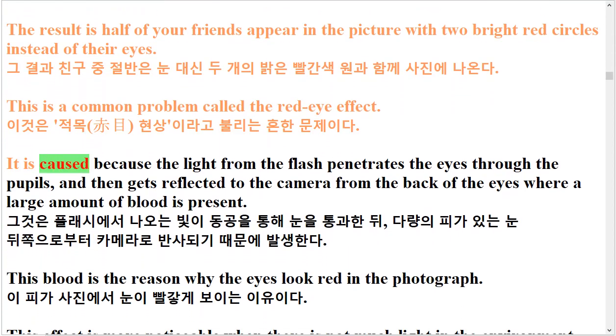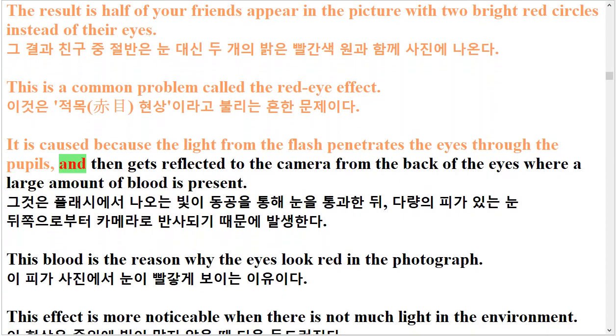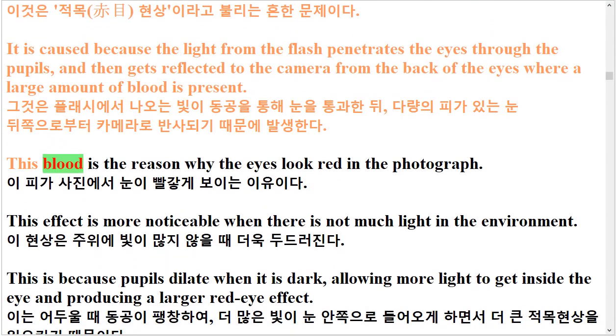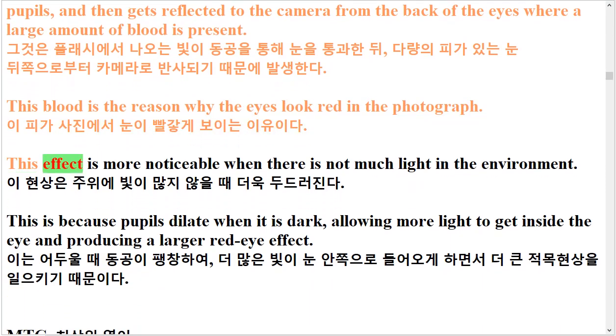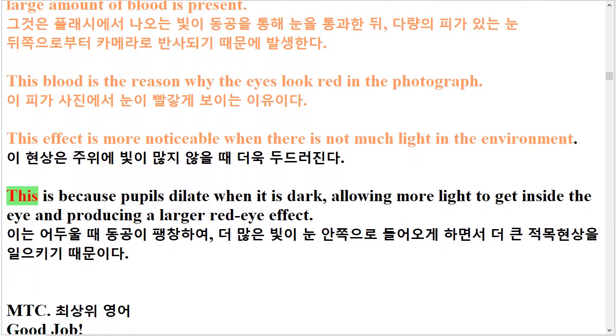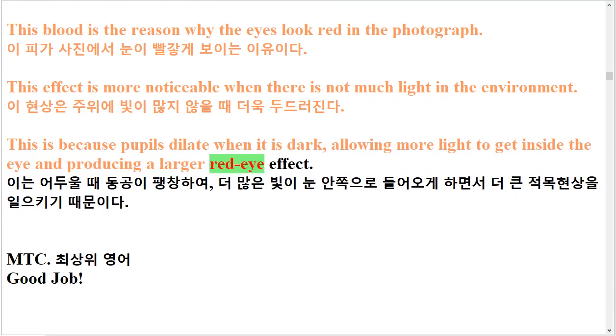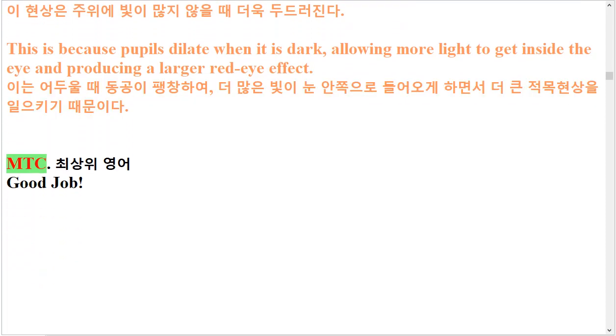It is caused because the light from the flash penetrates the eyes through the pupils, and then gets reflected to the camera from the back of the eyes where a large amount of blood is present. This blood is the reason why the eyes look red in the photograph. This effect is more noticeable when there is not much light in the environment. This is because pupils dilate when it is dark, allowing more light to get inside the eye and producing a larger red eye effect.